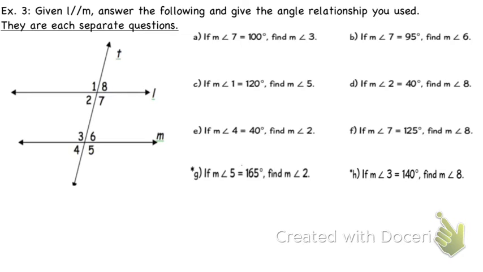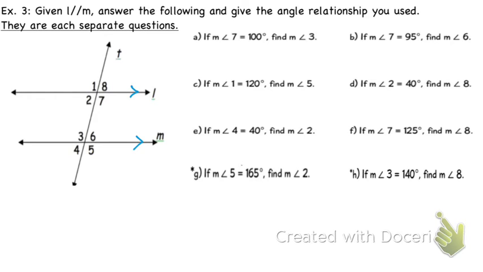Okay, let's look at example 3 right below. Given that lines L and M are parallel, we are given that lines L and M are parallel, right, Bailey? I'm going to mark that with those arrows. Answer the following questions to give the angle relationship used. These are separate questions, meaning the answer you get for letter A should not impact the answer for any other problem. Does that make sense?